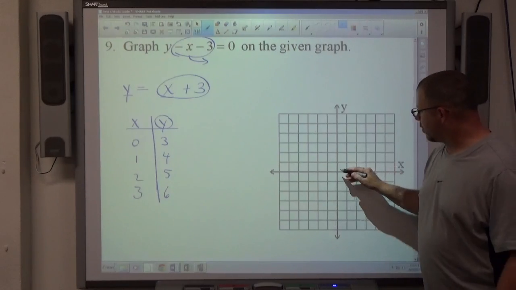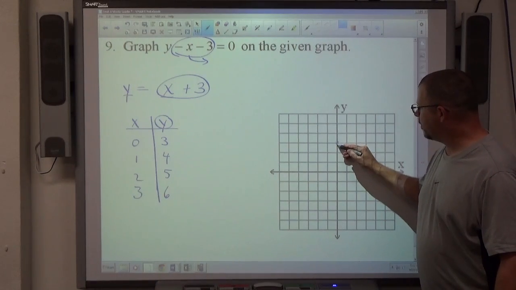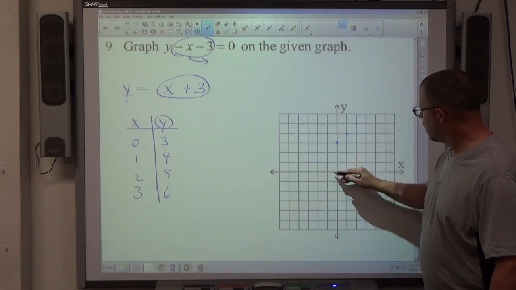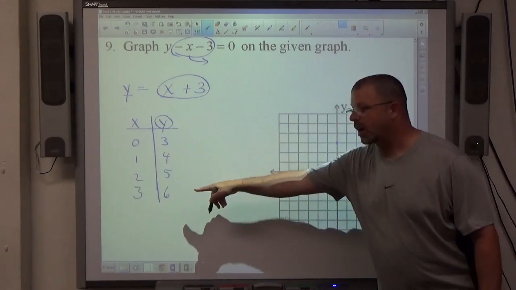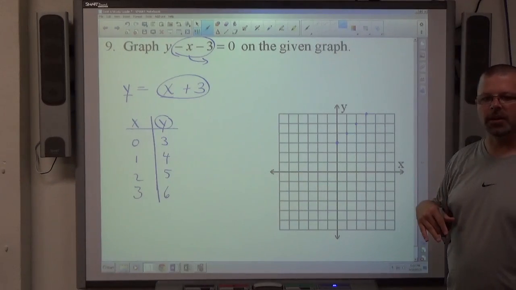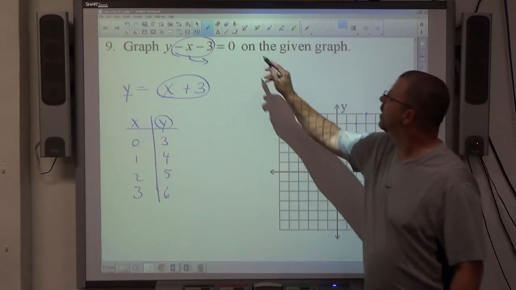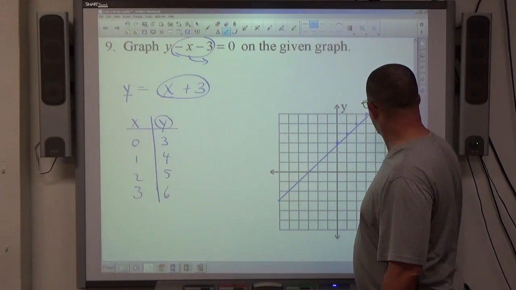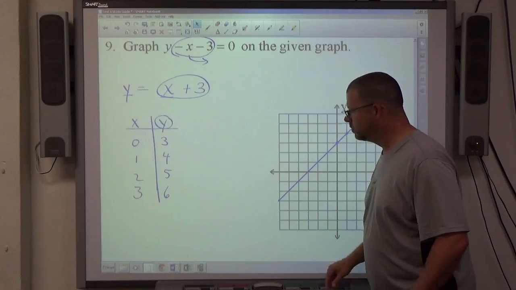If I plot 0, 3, that's 0 on the x-axis, 3 up. 1, 4, 2, 5, 3, 6. If I pick 4, 7, it doesn't fit, just don't graph it. I mean, it's a line, we've got enough points to make a line, so that's good enough. Connect the dots to a nice straight line, and there you go.